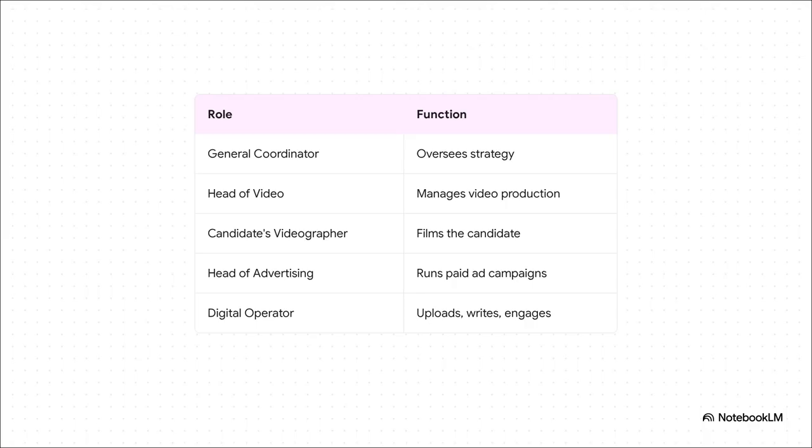That's it. You've got a general coordinator who oversees the whole strategy, a head of video managing all the production, who works with a dedicated videographer who's just filming the candidate constantly. Then you have a head of advertising running the paid campaigns, and finally, a single digital operator. This one person uploads all the content, writes the copy, and manages the community. It is an incredibly lean and specialized team.